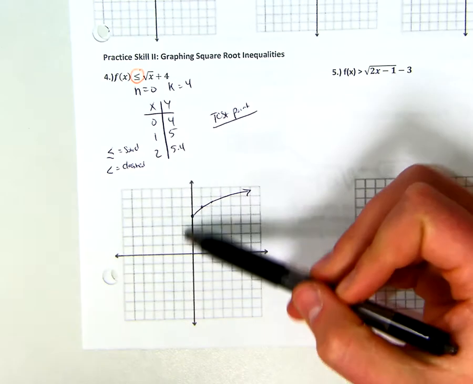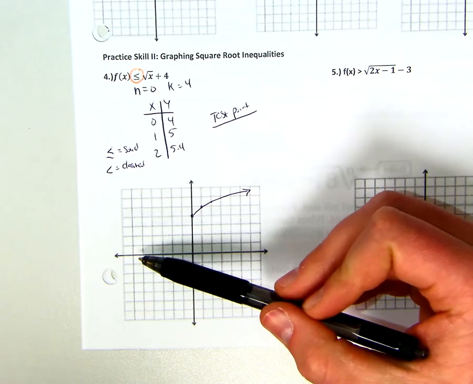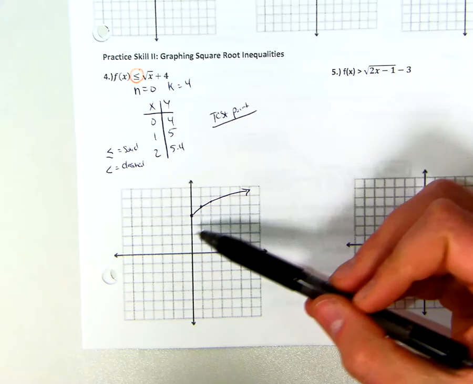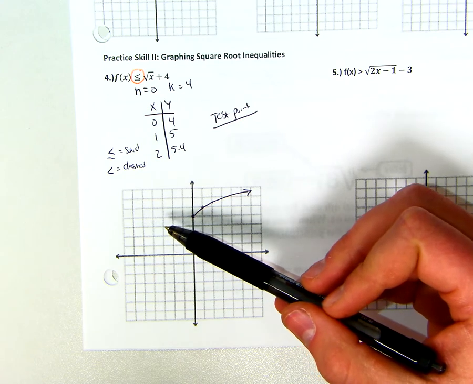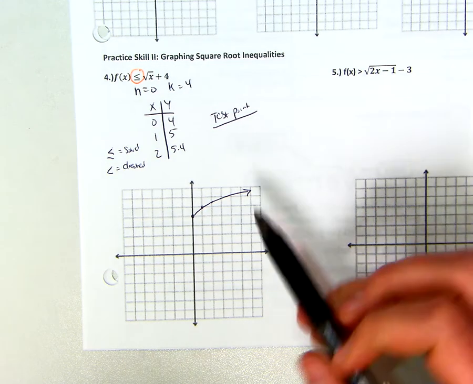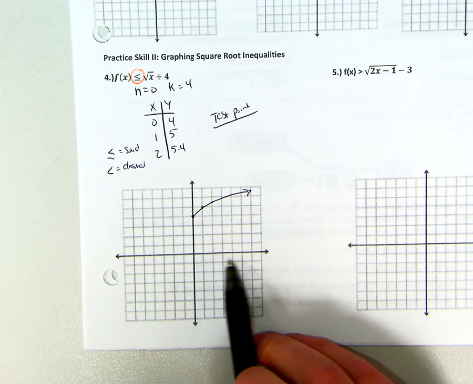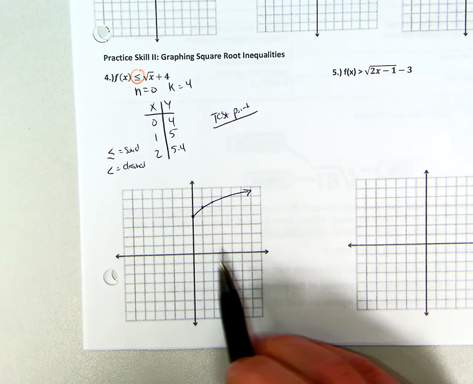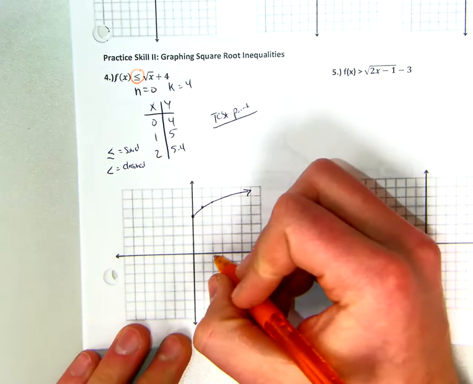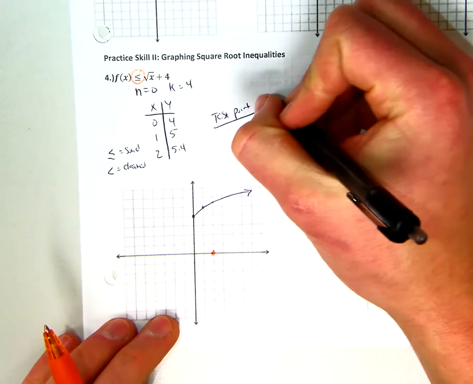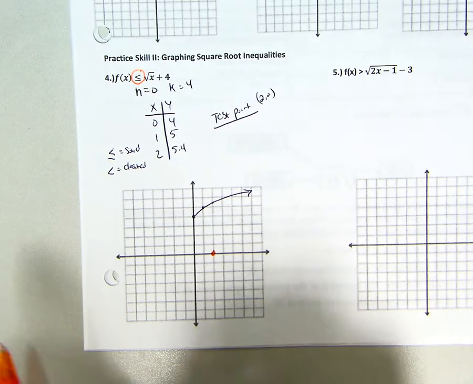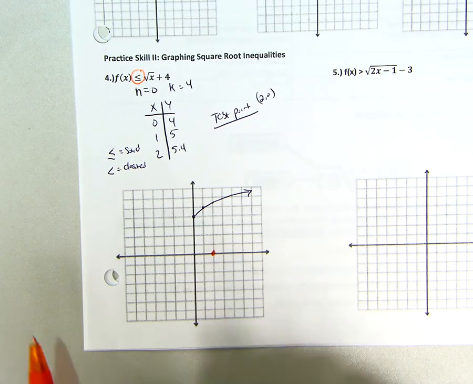Now you can't test anything over on this side because we need to see everything that's over here. If you test anything on this side, you're going to get a negative underneath the square root and it will not help us anyways. So what I like to do is just find something on the xy line and test that. So I'm going to test 2, 0, so that point right there. When we test the inequality, if it's true, we're going to shade towards the point we tested. If it's false, we shade away.